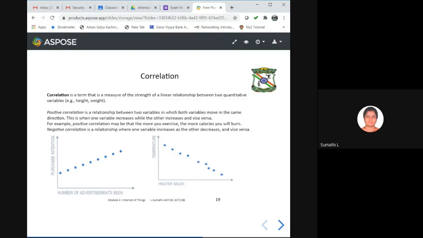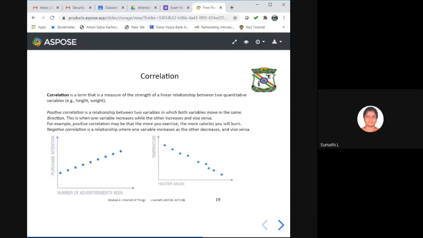If one variable increases, the other variable also increases. If one variable decreases, then the other variable's value also decreases. Then you call it a positive correlation. If one increases and the other decreases, then you call it a negative correlation. If I can't find any such kind of relationship, then you say there is no correlation. Able to get the point?